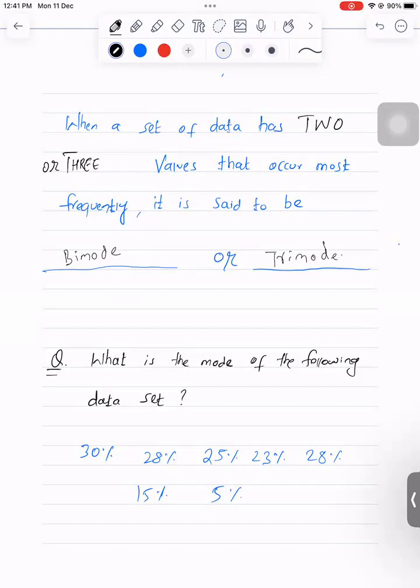Okay, again, look at the question. Try to solve this. You just need to identify the mode. Which value is repeating? Okay, 28 is repeating. Only one value is repeating. Again, it is a unimode.